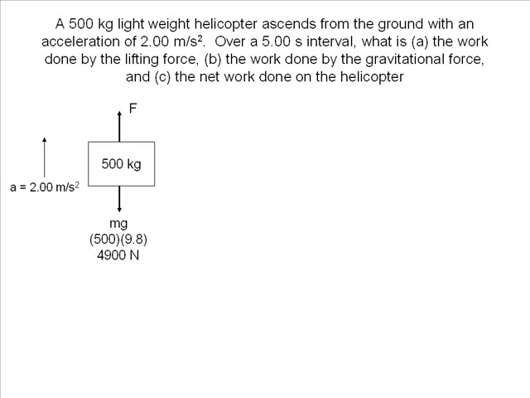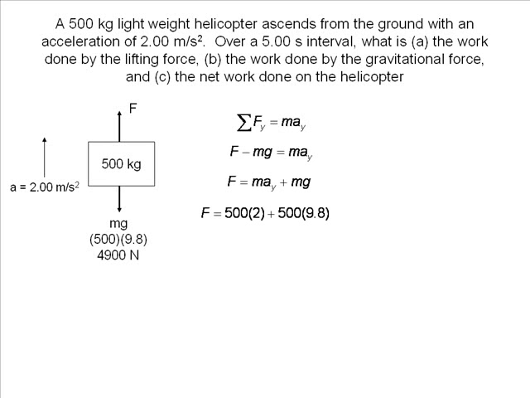The helicopter ascends at a rate of 2 meters per second squared. First thing we need to do is solve for the magnitude of the force F. This will be accomplished by using Newton's second law equation. We substitute in our variables, rearrange the variables to isolate F, plug in our values, and find F to be 5,900 newtons.